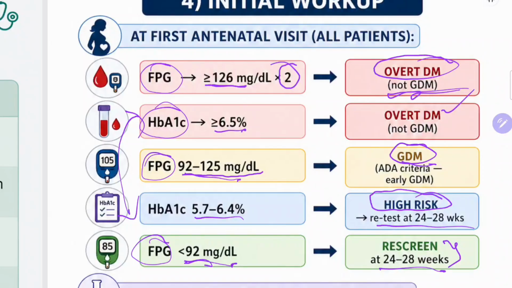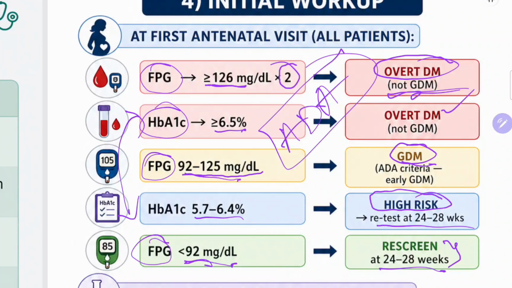The main thing is fasting plasma glucose at the first visit. More than 126, then it is overt. 92 to 126 according to ADA. This is from the American Diabetes Association classification. So 92 to 126, then it is GDM. Less than 92, so it is nothing.